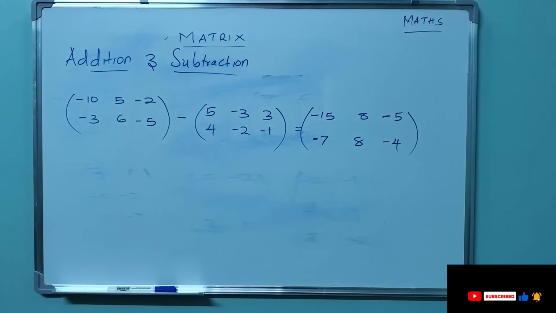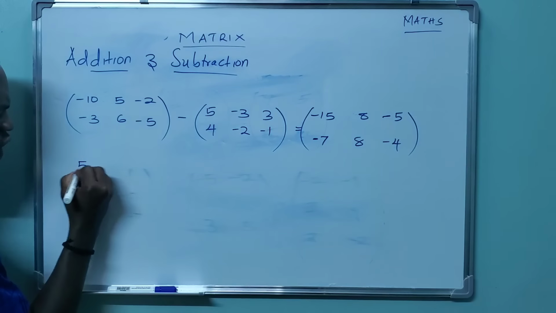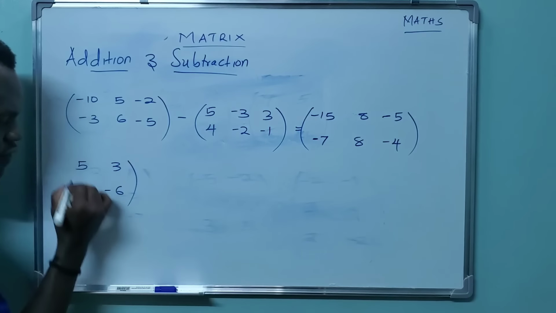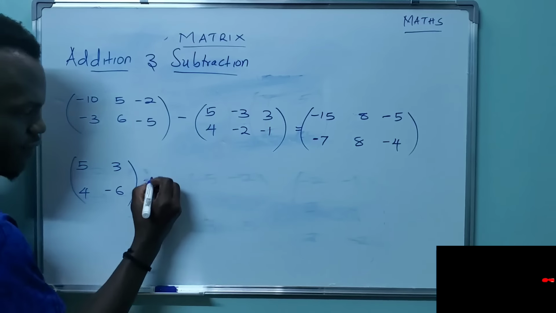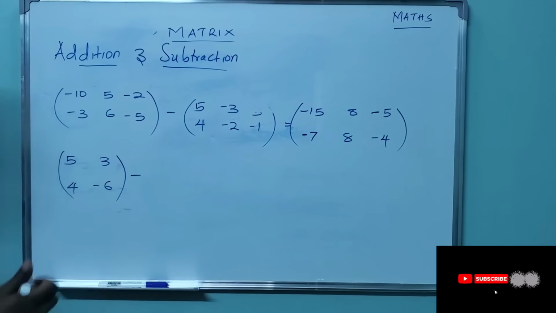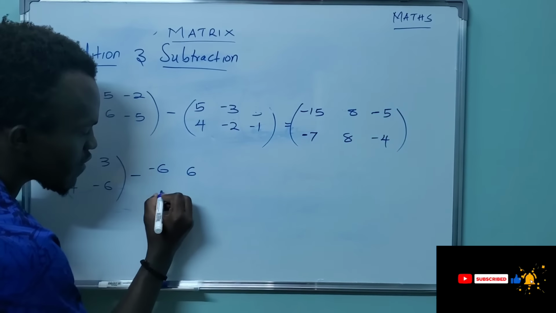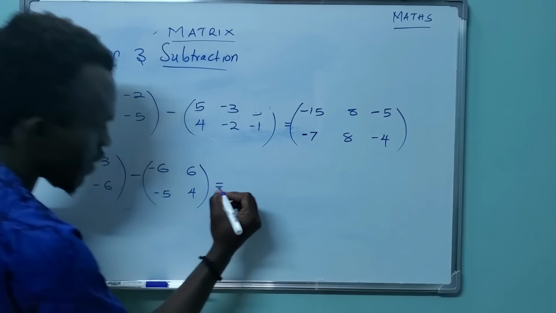And that is our answer. We've subtracted a 2 by 3 matrix. Let us try another one. Let's say, for instance, I have 5, 3, 4, negative 6, minus, 6, negative 5, 4. Let us try that together.